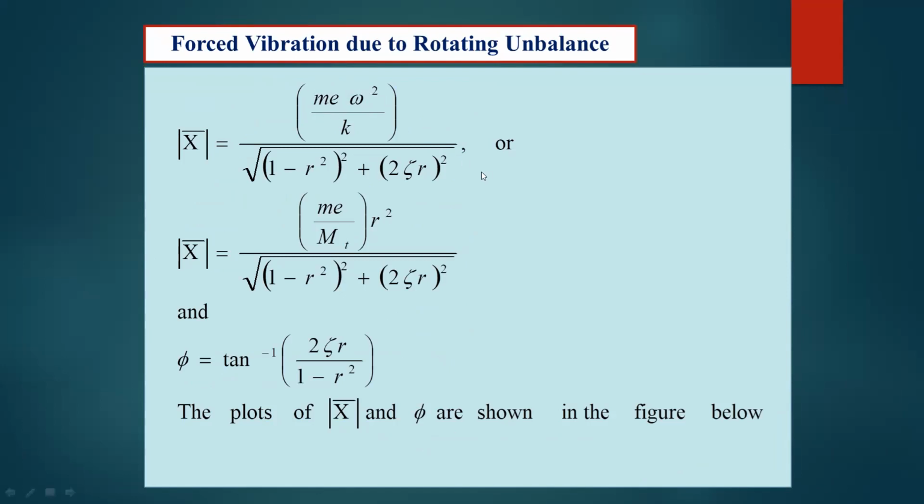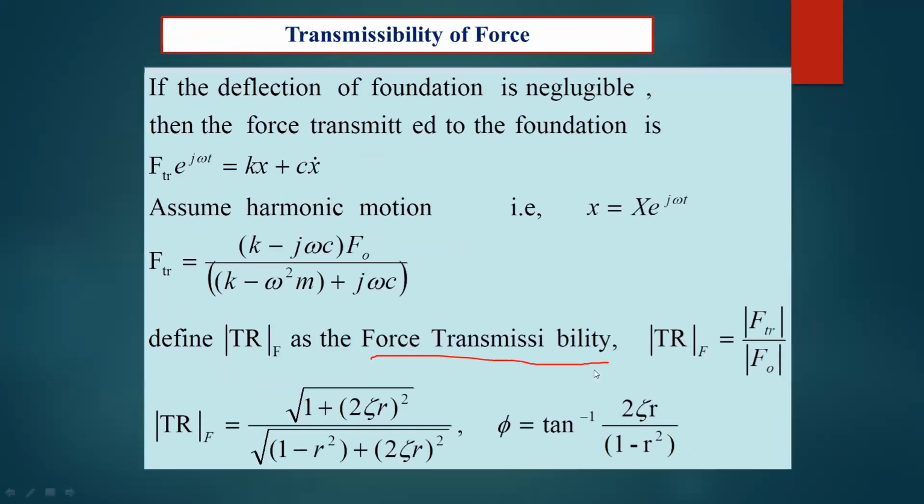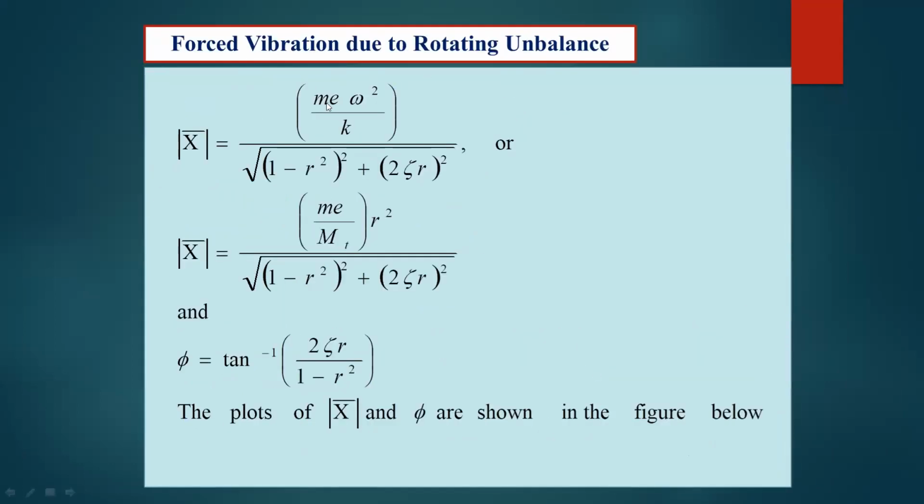F naught in this equation is what? Look here, F naught is m e omega square. So instead of F naught, you can put m e omega square, and this k is taken from the bottom, so that k is there. Previously, it was F naught over k. Now, instead of F naught, you have m e omega square. Just put it here.